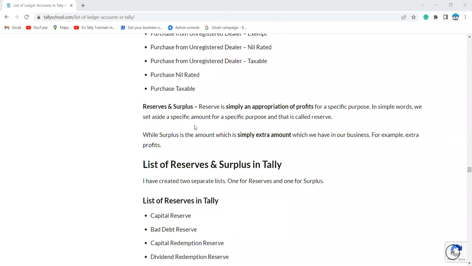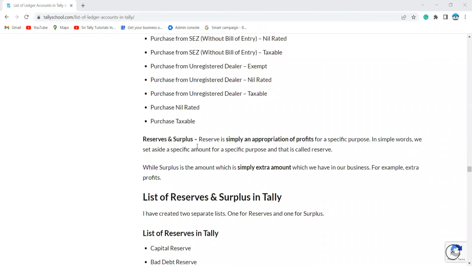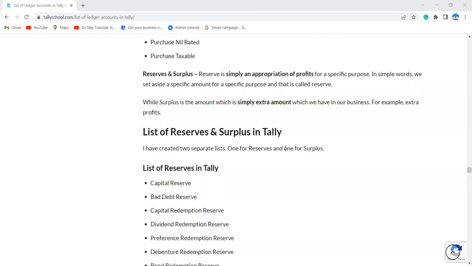Next, reserves and surplus. What is meant by reserves and surplus? Reserves is simply an appropriation of profits for a specific purpose. In simple words, we set aside a specific amount for a specific purpose, and that is called reserve. While surplus is simply the extra amount which we have in our business, for example, extra profits. List of reserves and surplus in Tally.